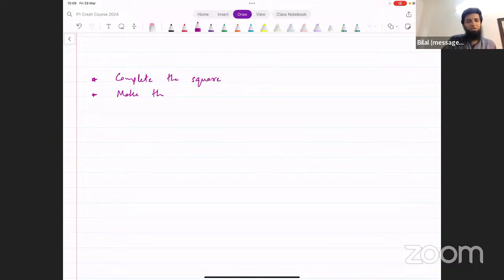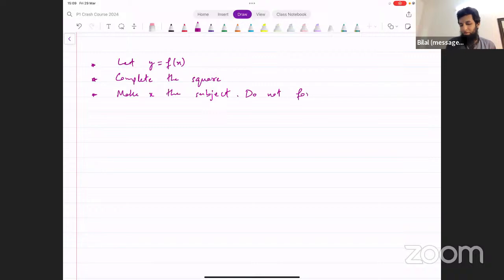Now, of course, before this, you have to let y equals f of x. That's kind of obvious. Let me write that here as well. Let y equals f of x. You complete the square after that. And then you make x the subject. Now, when you do this, do not forget to put plus minus with the square root sign.